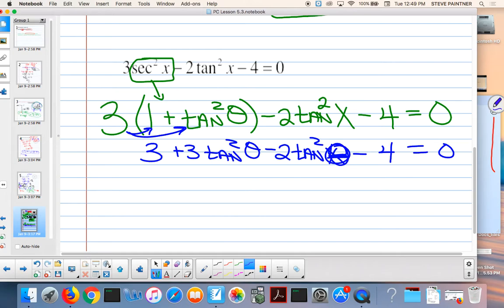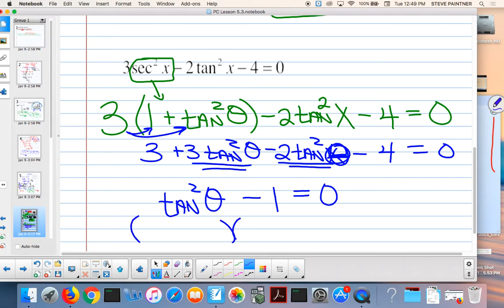Combine like terms. 3 tangent squared, take away 2 tangent squared is? Tangent squared. 3 on the front, minus 4 in the back. Equals 0. Is this still the same slide that says use factoring up top? Can I factor this? Yeah. How? Difference of 2 squares. Difference of 2 perfect squares, yeah.